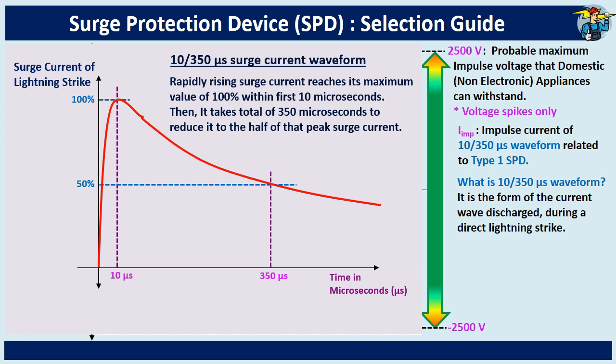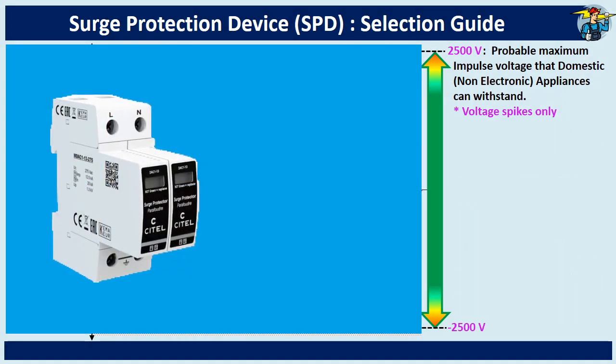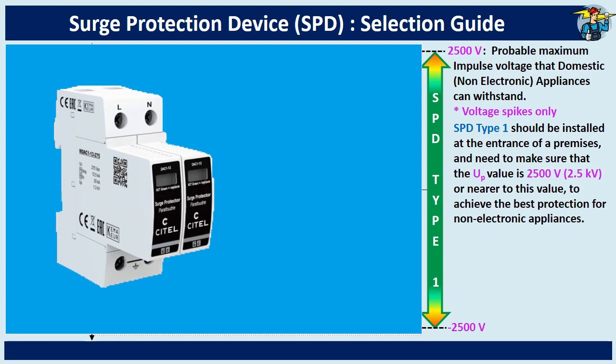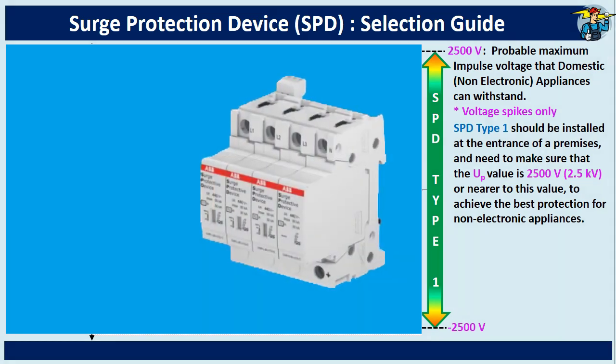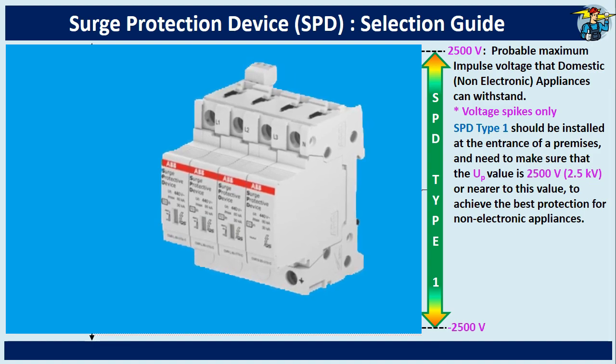Rapidly rising surge current reaches its maximum value of 100% within the first 10 microseconds. Then it takes a total of 350 microseconds, fairly a long tail, to lower it to half of that peak surge current. This term is used to show that the type 1 SPD is there mainly to divert partial current of a direct lightning strike to the ground. SPD type 1 should be installed at the entrance of a premises and we need to make sure that the UP value is 2500 volts or closer to this value to achieve the best protection for non-electronic appliances.